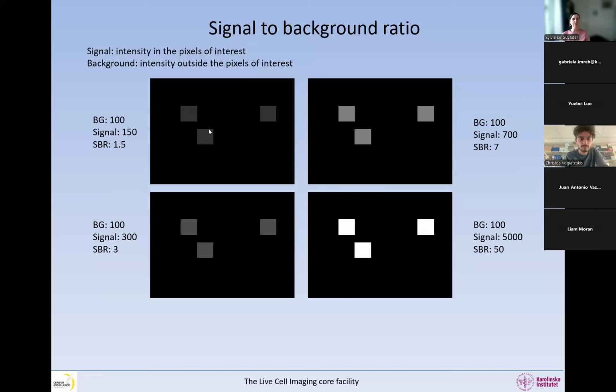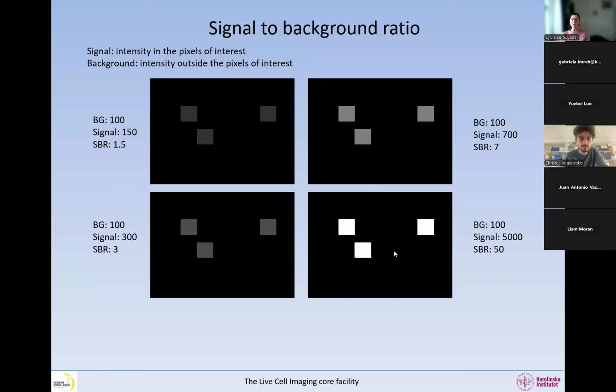So here we have a signal that is 150, and therefore we have a signal to background ratio. So we divide the signal by the background. Signal to background ratio of 1.5, and then if we increase the signal, we keep the background the same, and so here we have 300, 700, and 5,000. Now we end up with a signal to background ratio of 50. So we have managed to increase the signal to background ratio by increasing the signal, and the background is the same. And you can see that we have a much better contrast in the image.